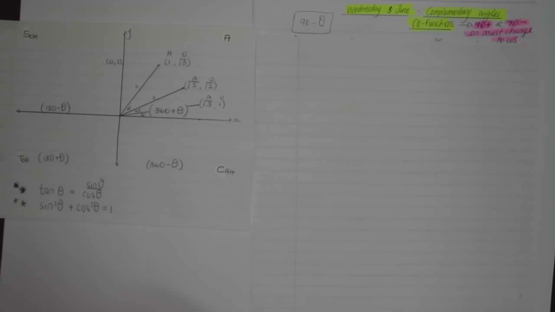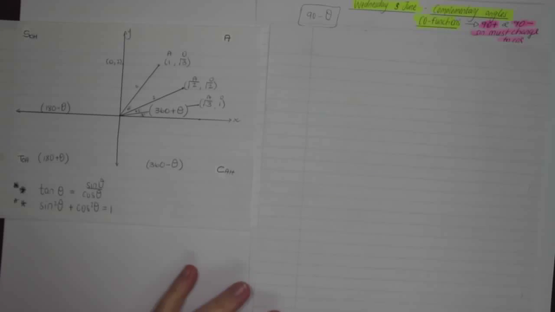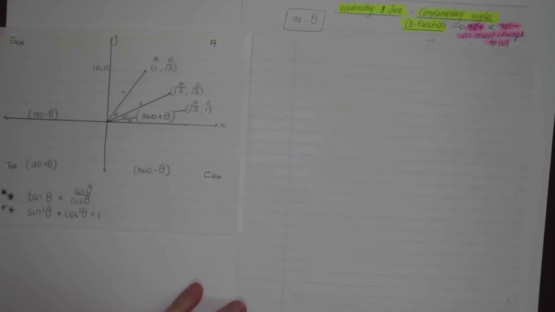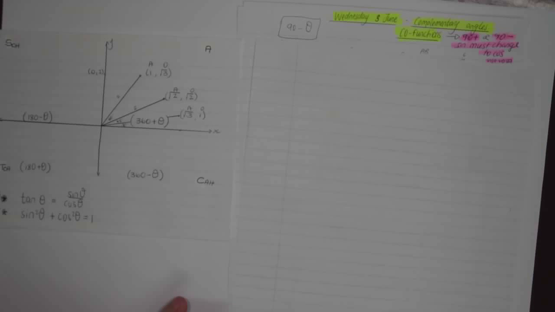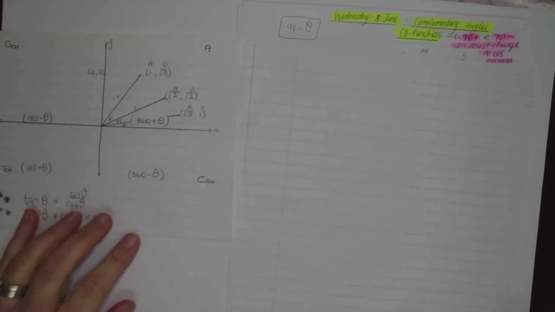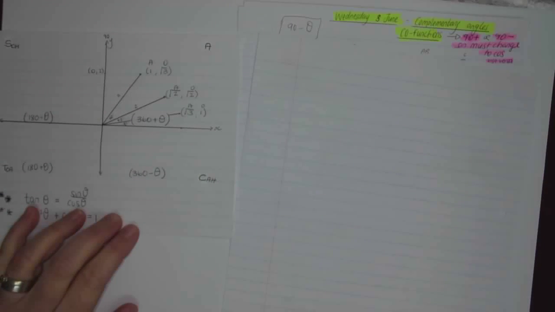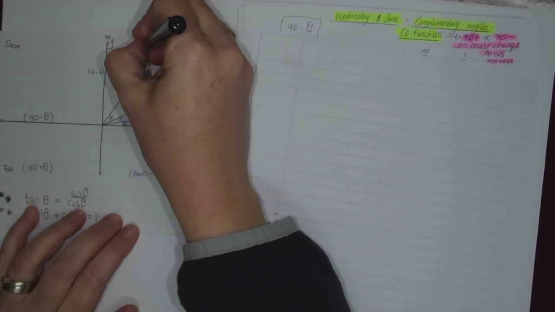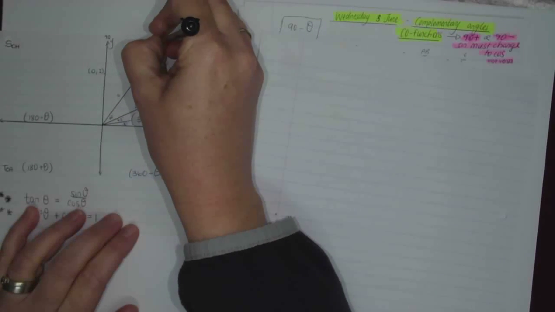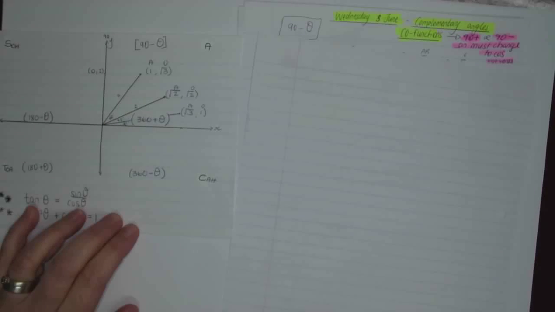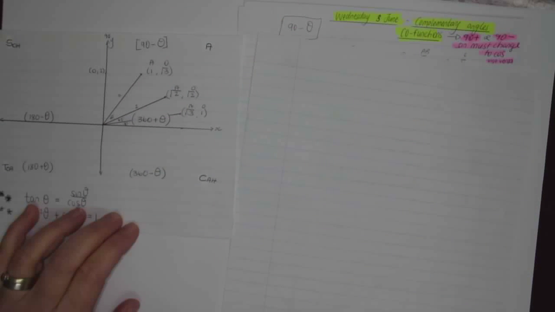Today we are going to look at complementary angles. Now, what are complementary angles? In maths, we talk about cofunctions. That's 90 plus and 90 minus. So, on my crib notes, there's my 90. So, my 90 minus theta is in my first quadrant.